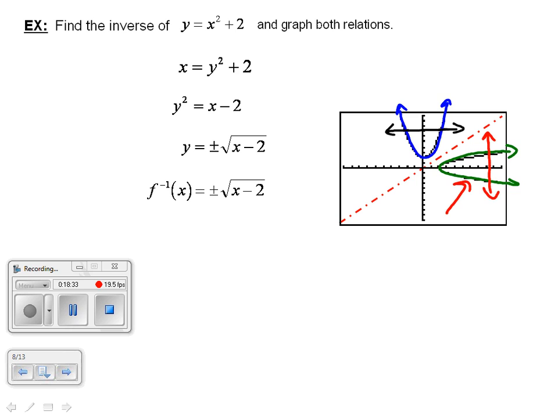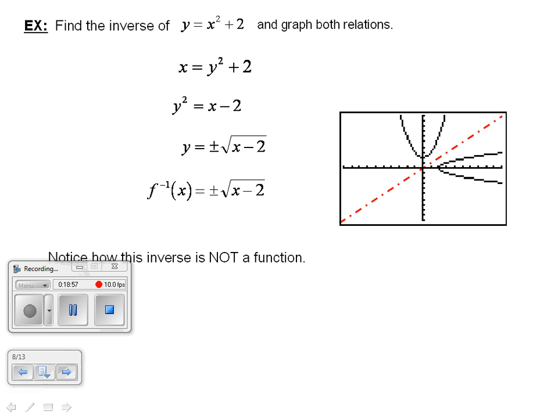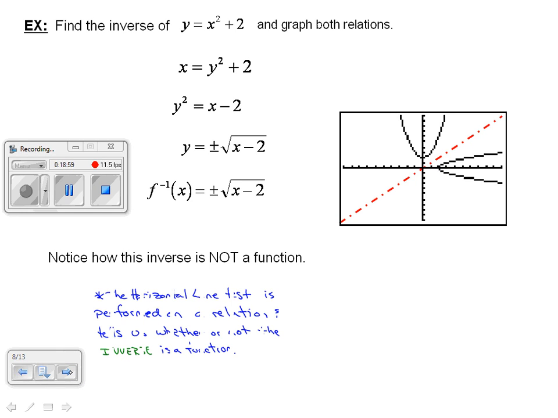We had the vertical line test before, and we know how that works. We pass a vertical line through the function. If it intersects the function twice or more times, then the original is not a function. Okay, so what we have with inverses is something called the horizontal line test. We perform it on the original function, and if it intersects the original relation more than once in any particular horizontal line, then its inverse is not a function.